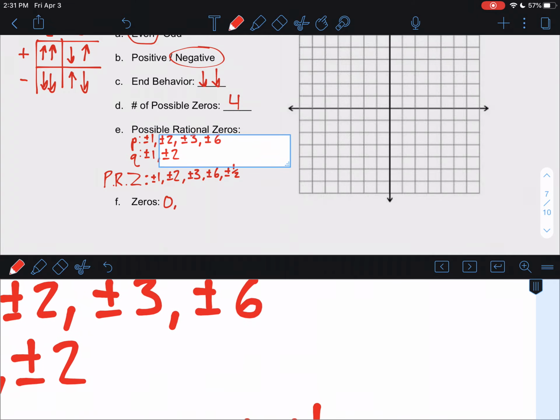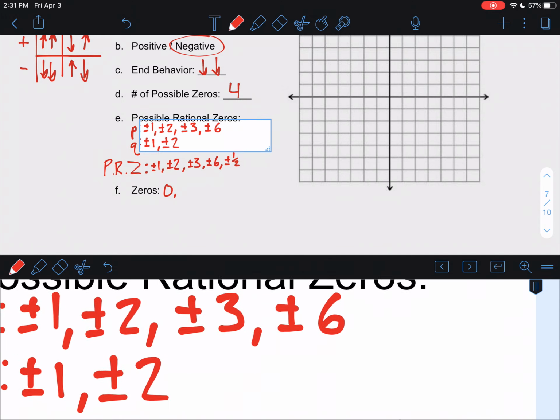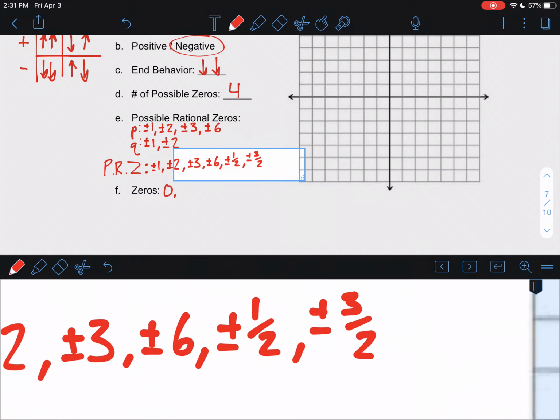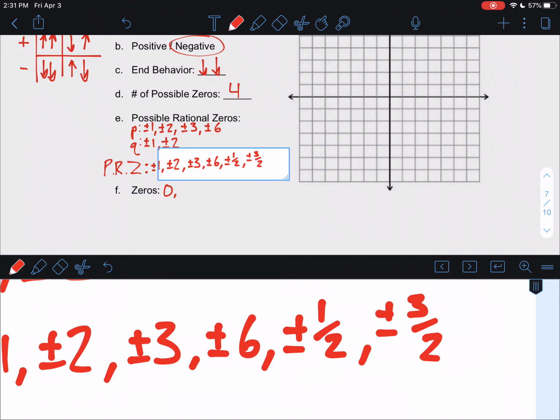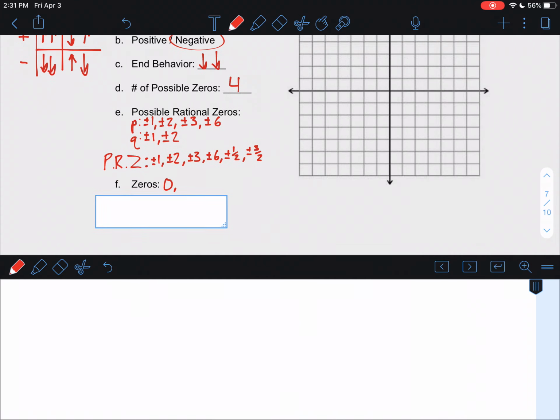2 from p divided by 2 from q, well, 2 over 2 is 1, and 1 is already on my list. 3 from p divided by 2 from q is positive or negative 3/2. And then 6 from p over 2 from q is just going to be 3, and 3 is already on my list. So that means the possible rational zeros here are 1, 2, 3, 6, 1/2, and 3/2. So we need to determine which ones it actually is.